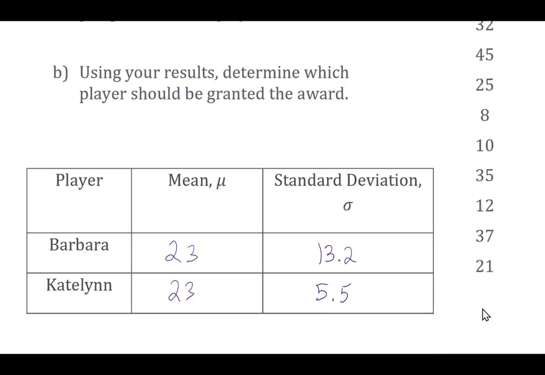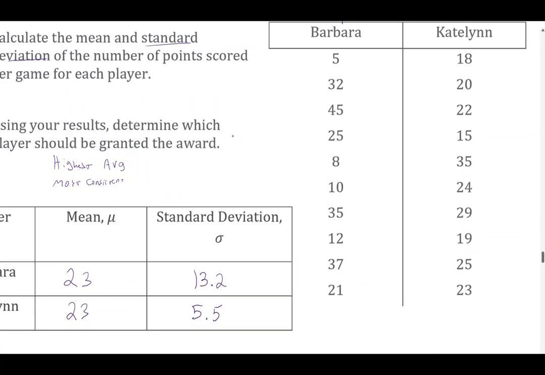So I've filled in the table with the values for the mean and the standard deviation for both Barbara and Caitlin. So let's look at what this means to us. Well, the person that's granted the award is the player with the highest average and that is the most consistent. So we could look over here at both Barbara and Caitlin's data sets. I'm going to look for the highest and the lowest value in both.